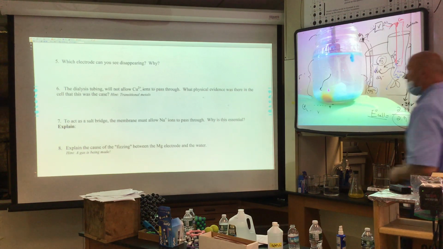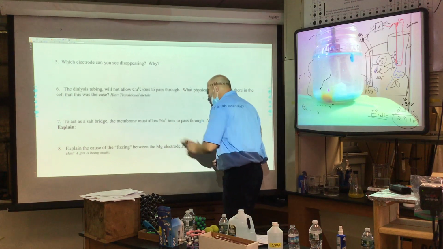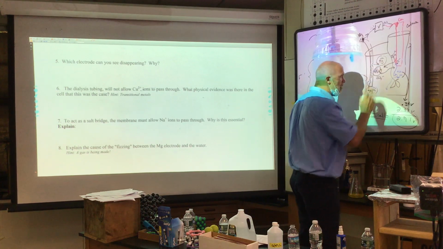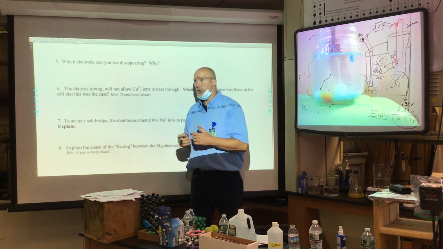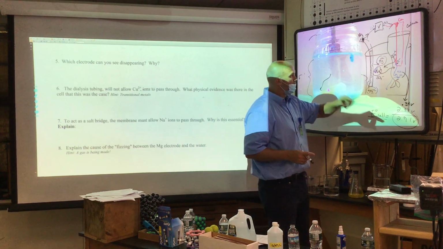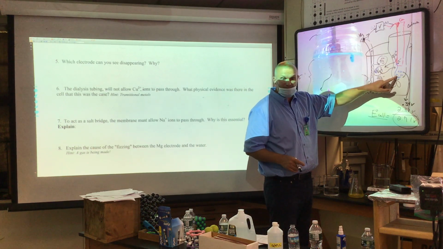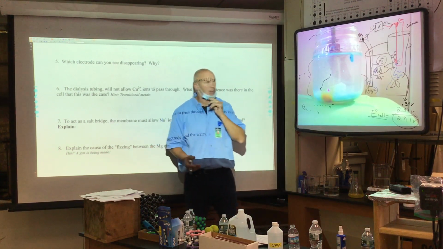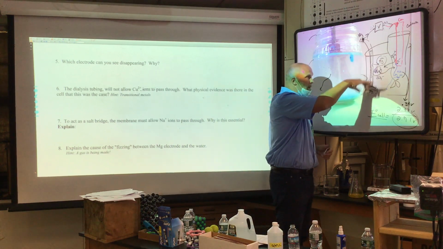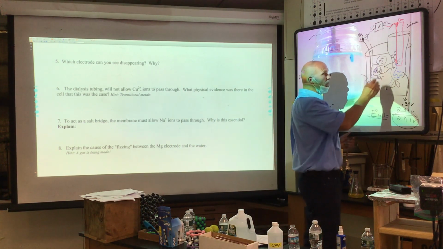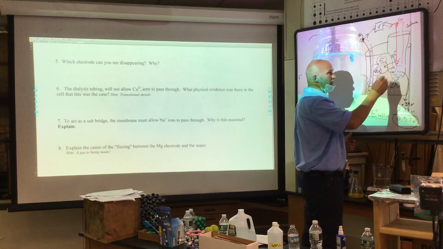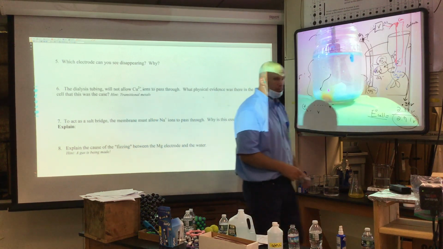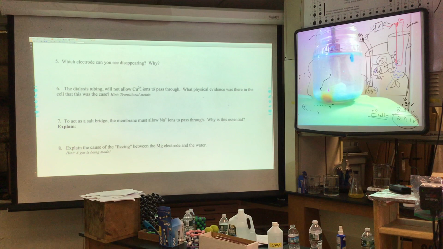Okay. To act as a salt bridge, the membrane must allow sodium atoms to pass through. Why is this essential? Why was sodium needed to get through that salt bridge? To maintain electrical neutrality. To be more specific, though, to replace the positive that was missing when the copper plus 2 became copper 0. It's the same thing, I just want to make sure you understand it. Sodium needed to rush in. The magnesium plus 2 jumped in there too. All good things here. All right.